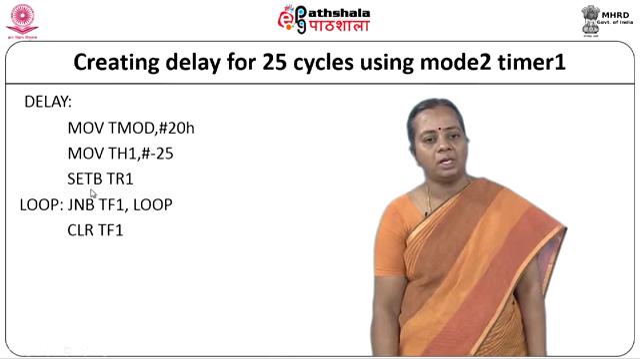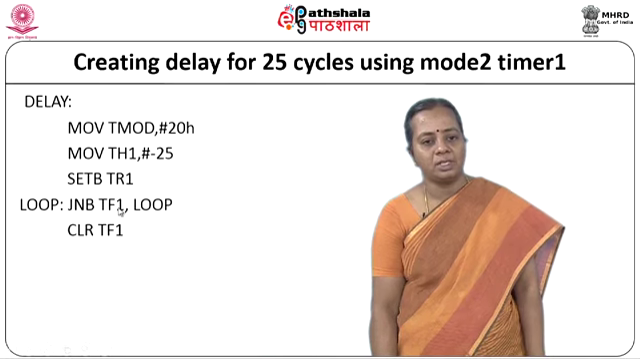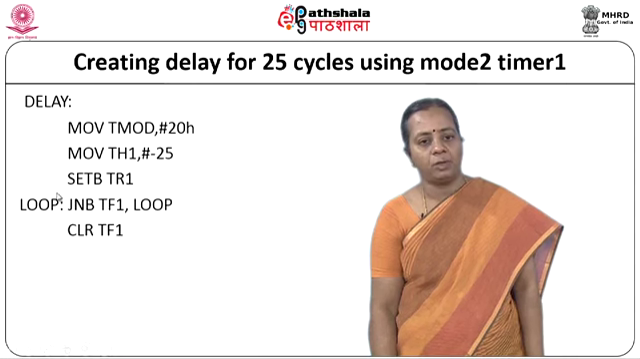Now I start with SETB TR1, so the timer is getting started. Till it gets an overflow, I keep watching it with JNB TF1, loop, again and again. Once it gets an overflow, I will clear it, that is all. Once I have started this, I have to leave it, and till I get a TF, I have to go for a loop.